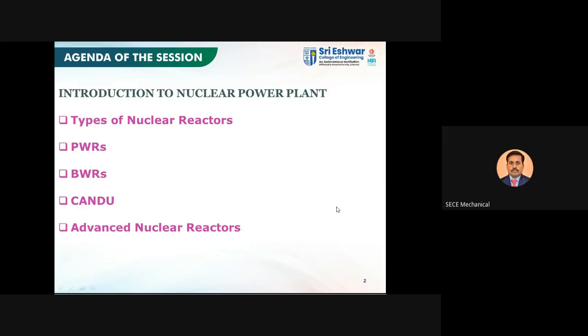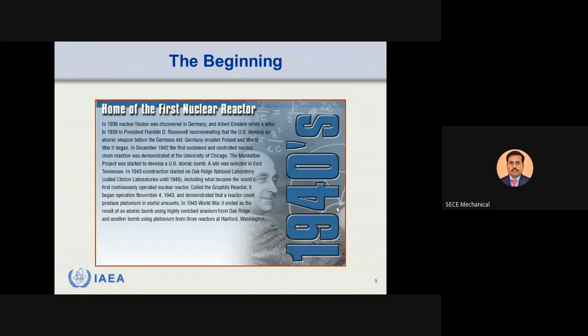In the last few classes we discussed different types. So today we are going to discuss the advanced nuclear reactor. What are the advanced nuclear reactor types used in nuclear power plants? That is the agenda of this session.